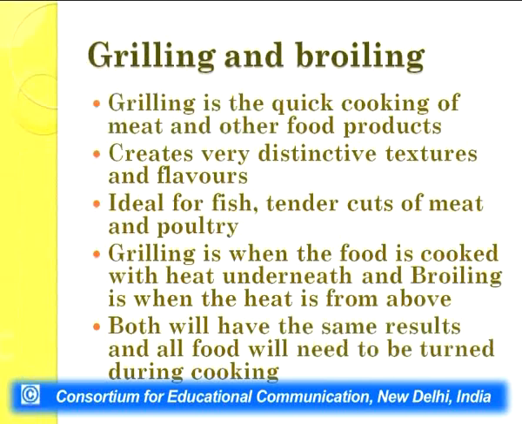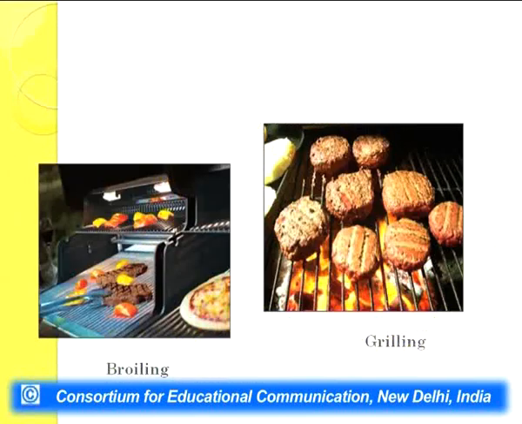Then the next method is grilling and broiling. Both are quite similar, with a very minor difference. Grilling is the quick cooking of meat and other food products. It creates very distinctive textures and flavors, ideal for fish, tender cuts of meat and poultry. Grilling is when the food is cooked with heat underneath and broiling is when the heat is from above. Both will have the same results and all food will need to be turned during cooking. So you can see broiling is when heat is given from the top and in grilling the heat is given from below.